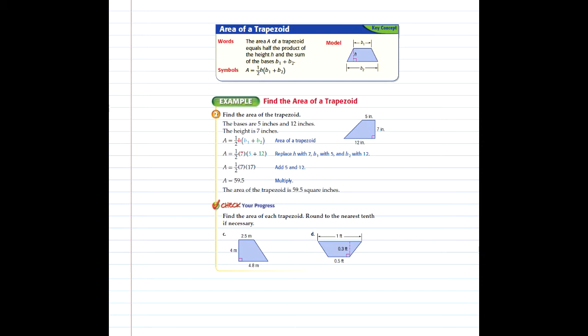Find the area of the trapezoid. The bases are 5 inches and 12 inches. The height is 7 inches. So 1/2 times 7 times 5 plus 12, which is 1/2 times 7 times 17. Remember, we have to do what's in the parentheses first. 1/2 times 17 times 7 is 59.5. In this case, inches squared.